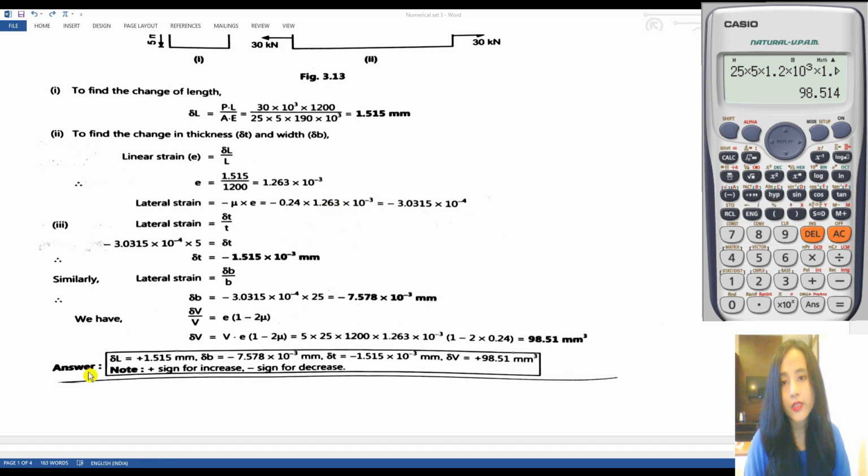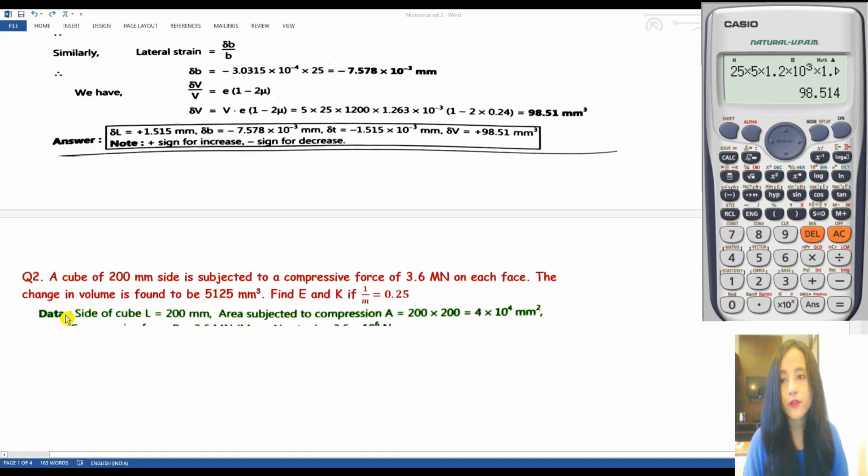I hope this numerical is clear. It is very simple. So let us solve the next numerical.